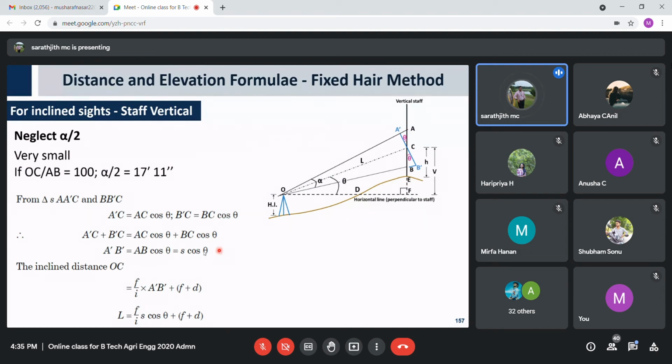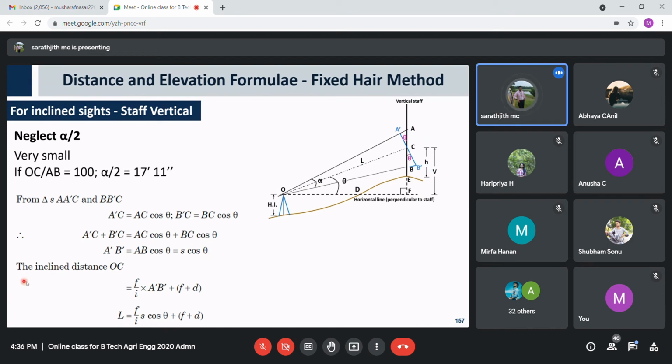Okay. So now we compute A dash B dash, the intercept when the line of sight is perpendicular to the staff. A dash B dash is equal to S cos theta. S is the actual intercept which we got initially when the staff was in vertical position, and the corrected intercept is A dash B dash, which is S cos theta.